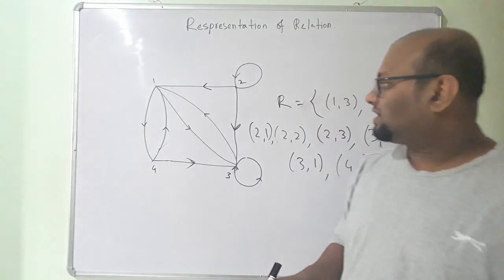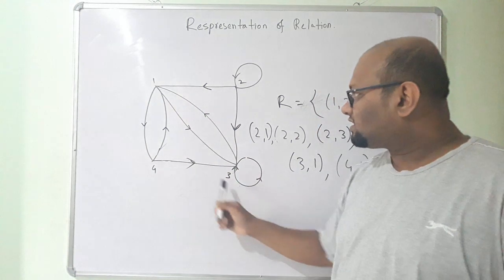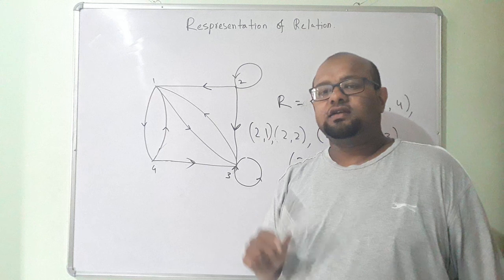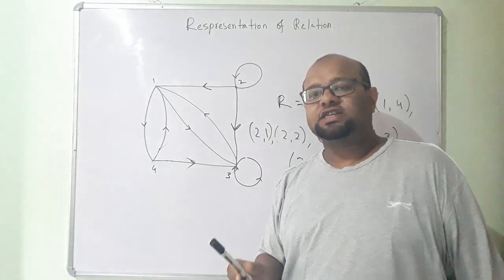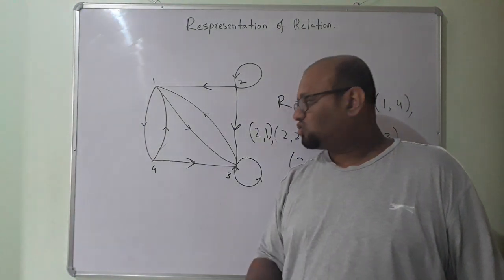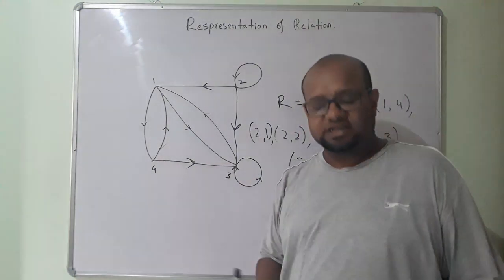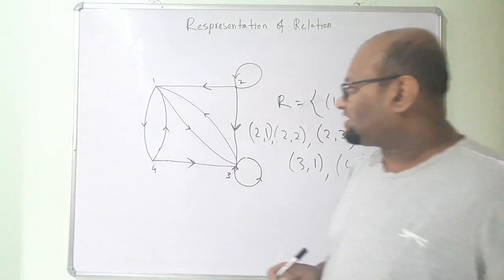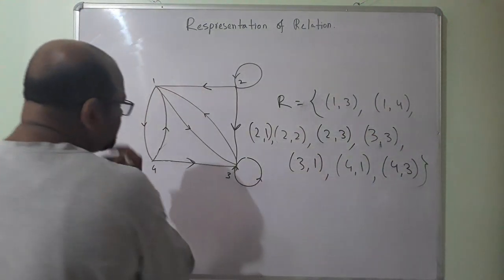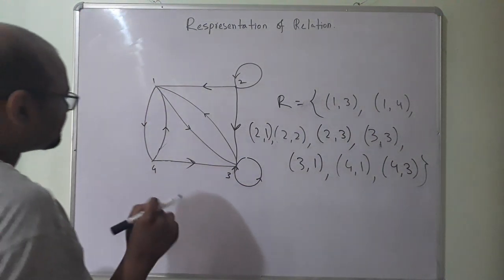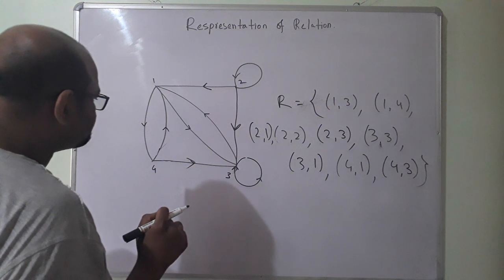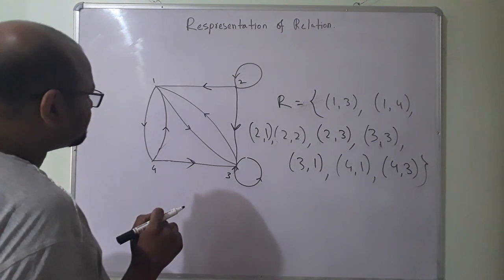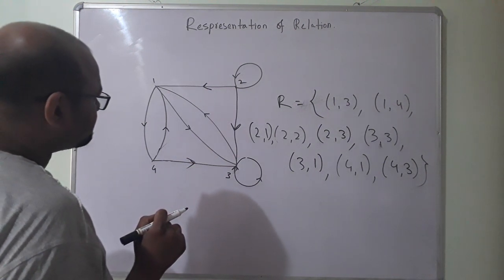Is this antisymmetric? 1 3 is here, 3 1 is here, right? So 1 3 is here, 3 1 is here, but 1 is not equal to 3. So because of that we know that this is antisymmetric. And then is this transitive? We have to figure that out. Transitivity is a bit time consuming, but let us go ahead and figure it out.